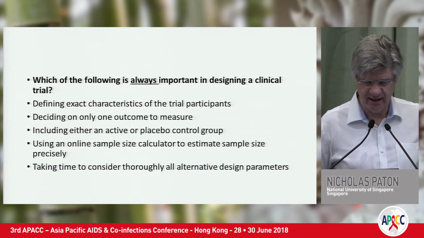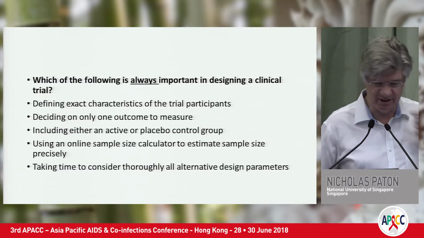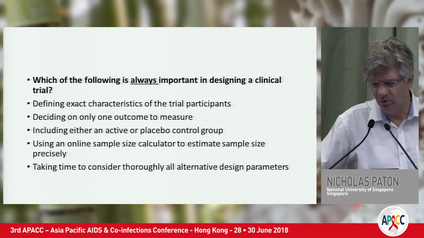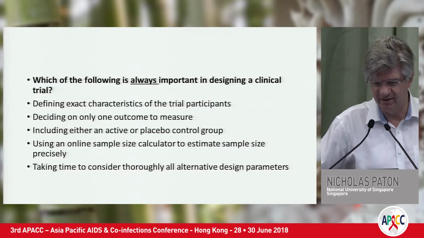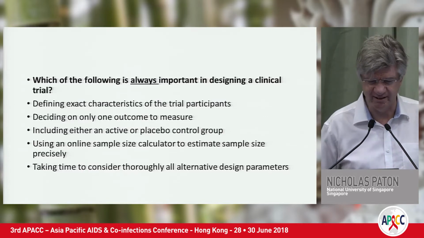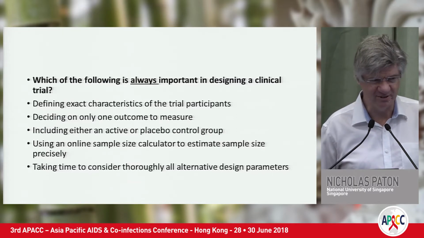These were the questions that I didn't get the answers from Joanna, so I don't know how you did with these. But which of the following is always important in designing a clinical trial? And there's 5 things there. I don't know how we do a multiple choice with 5 things and 2 color answer cards, actually. Maybe we just do a vote with green cards again.